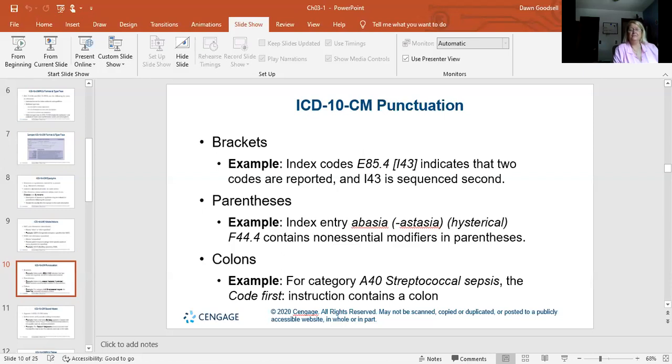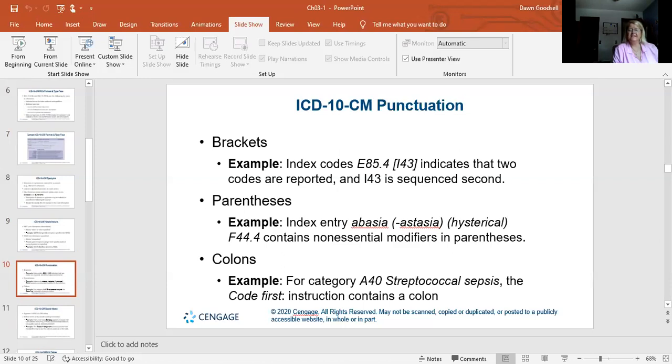Okay. There's information in your book about the brackets. The brackets are found in the alpha index, which are 2 codes put together. You code them that way. They have to go together. So for example, E85.4 with the bracket of I43, it has to be coded that way, put a comma in between. Leave the brackets off, E85.4, comma I43. Okay, that's how we're gonna write these out.